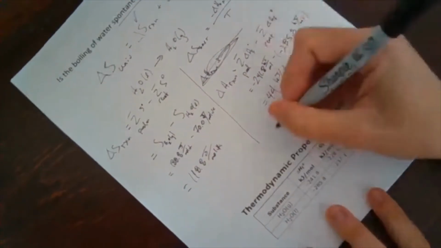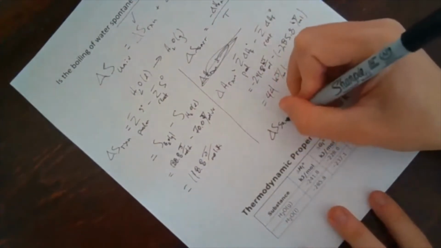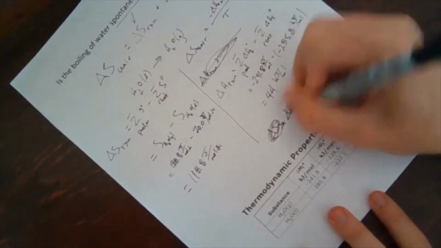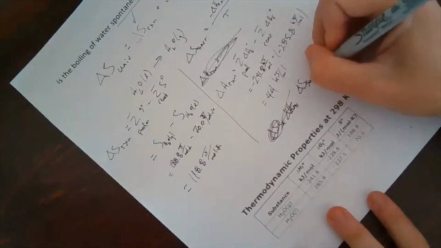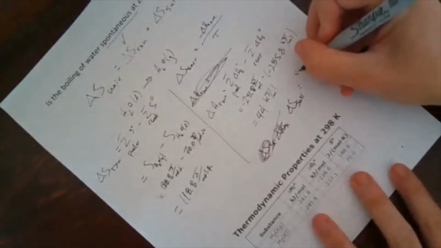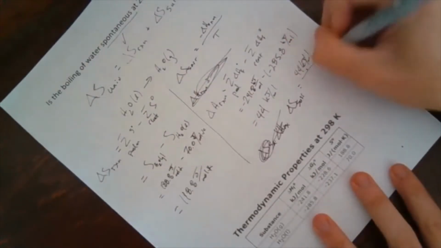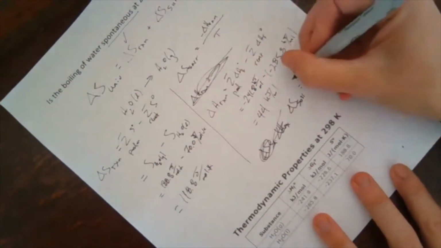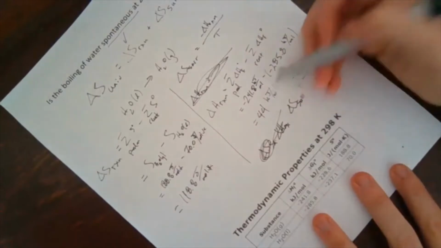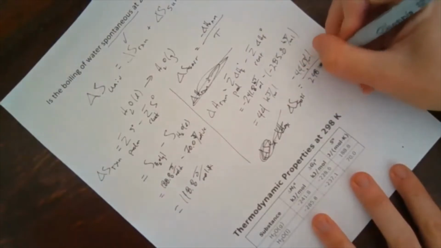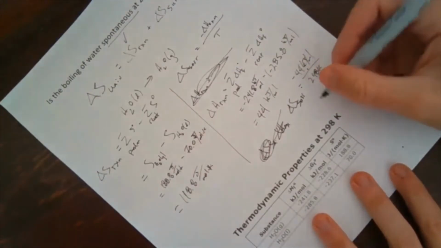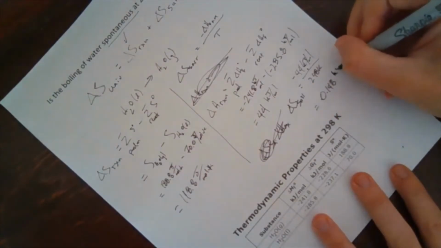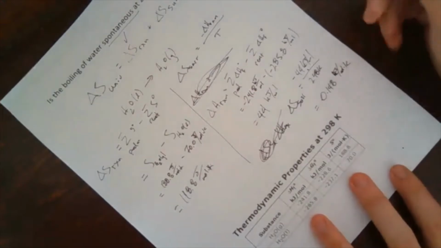kilojoules per mole, which is then that delta S, whoopsies, delta S of surroundings is 44 kilojoules per mole divided by the temperature. And there's a negative. Negative delta H, so negative 44 divided by 298 K. That is going to be equal to negative 0.148 kilojoules per mole Kelvin.